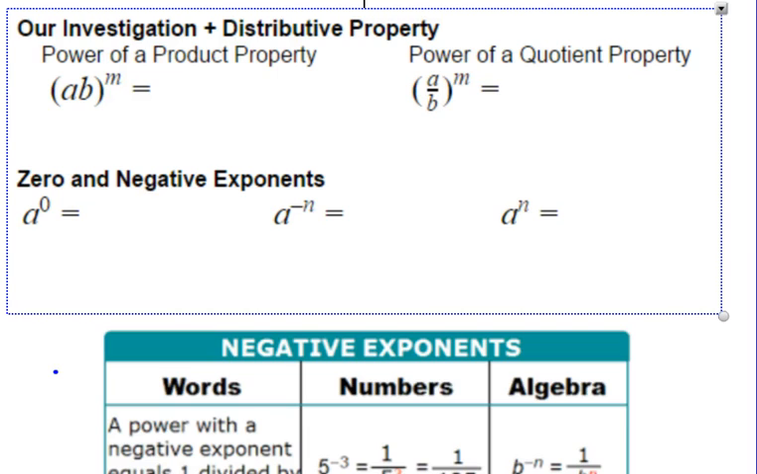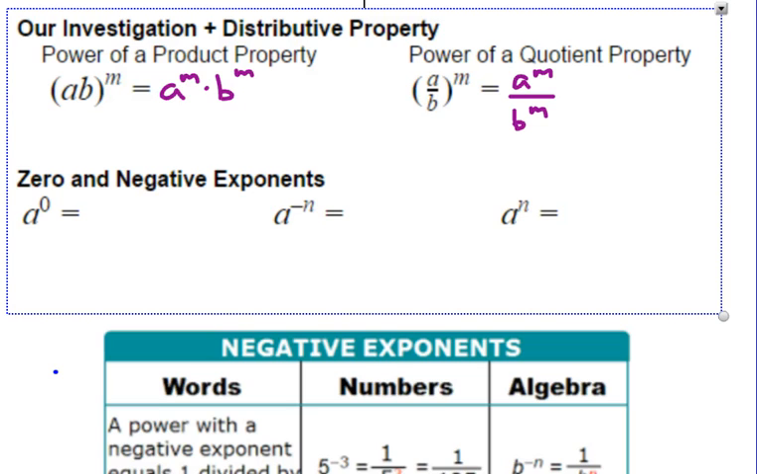Now, power of a product. So here we have 2 things multiplied together inside the parentheses, both being raised to this exponent. And what this property says is we take each of them and individually raise them to that exponent. Similarly with power of a quotient, when we're raising a quotient, a fraction, to an exponent, we could instead take the numerator to that exponent and the denominator to that exponent separately.